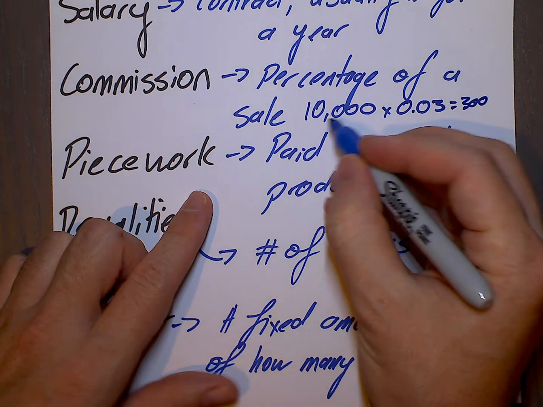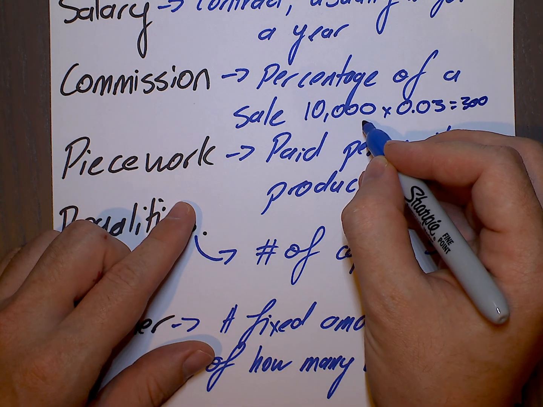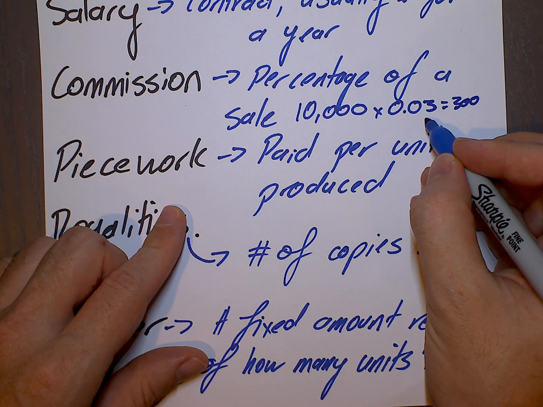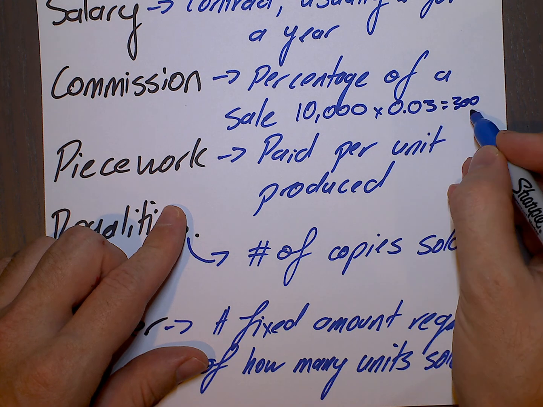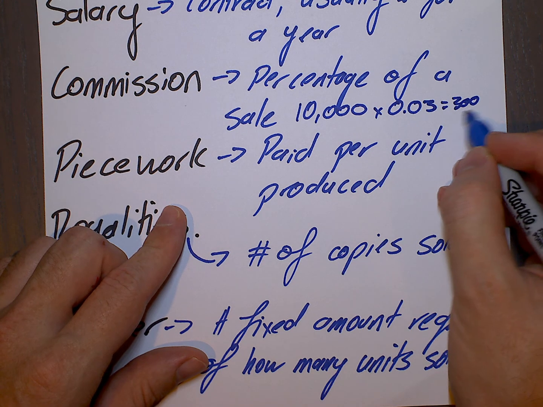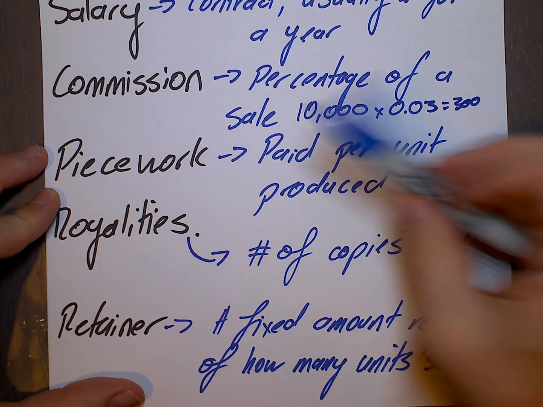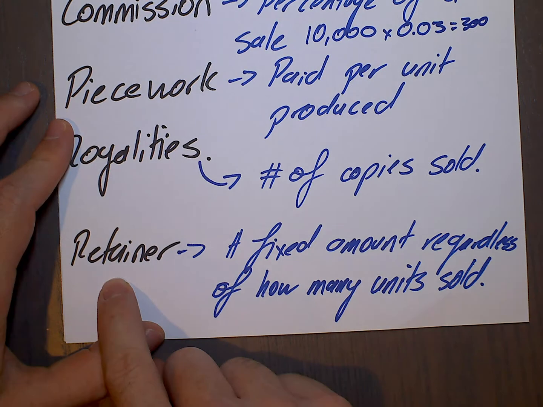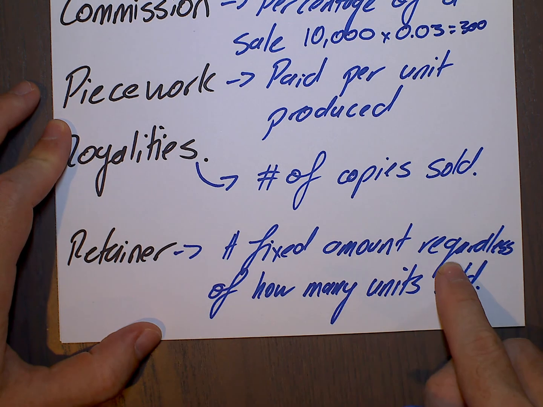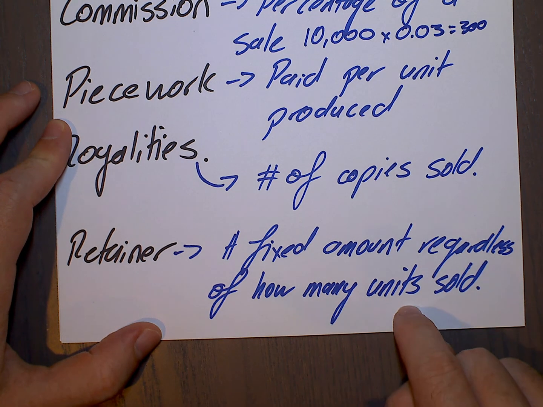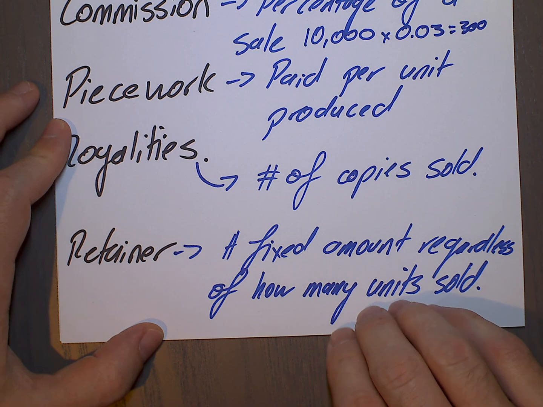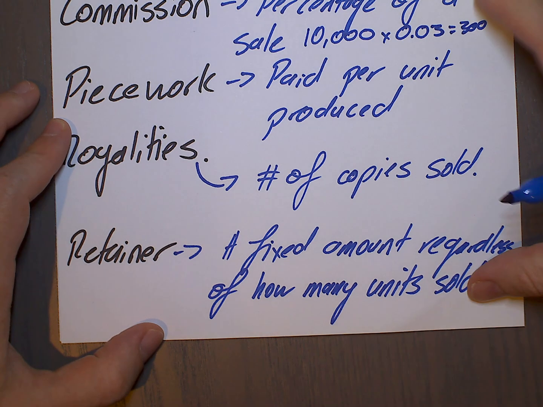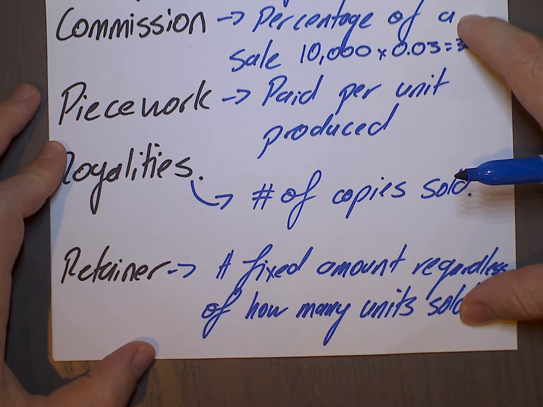So you sold $10,000 worth of equipment. You get a percentage of that, 3%. Therefore, you get paid an extra $300. Now, I'm going to skip these two for a moment and go down to a retainer. Now, a retainer is a fixed amount regardless of how many units are sold. So the way to think about this is these two kind of link, commission and retainer.